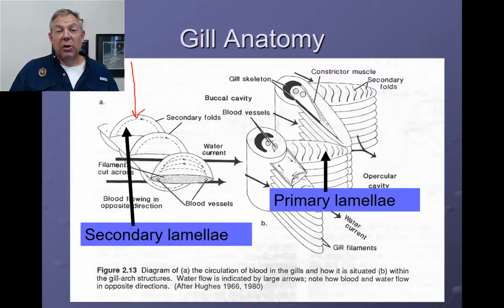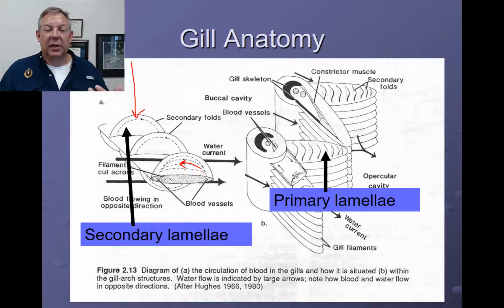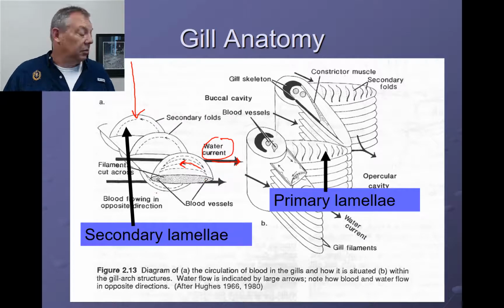And then what I also want to draw your attention to in this figure is the direction of blood flow. If you look within those secondary lamellae, you see the blood is flowing this way, and that's toward the head, basically. Whereas in this line here, you see the water current is flowing in the opposite direction. That's called a counter-current mechanism. When we talk about respiration later, we'll talk about why this counter-current mechanism exists and why it makes respiration much more efficient.